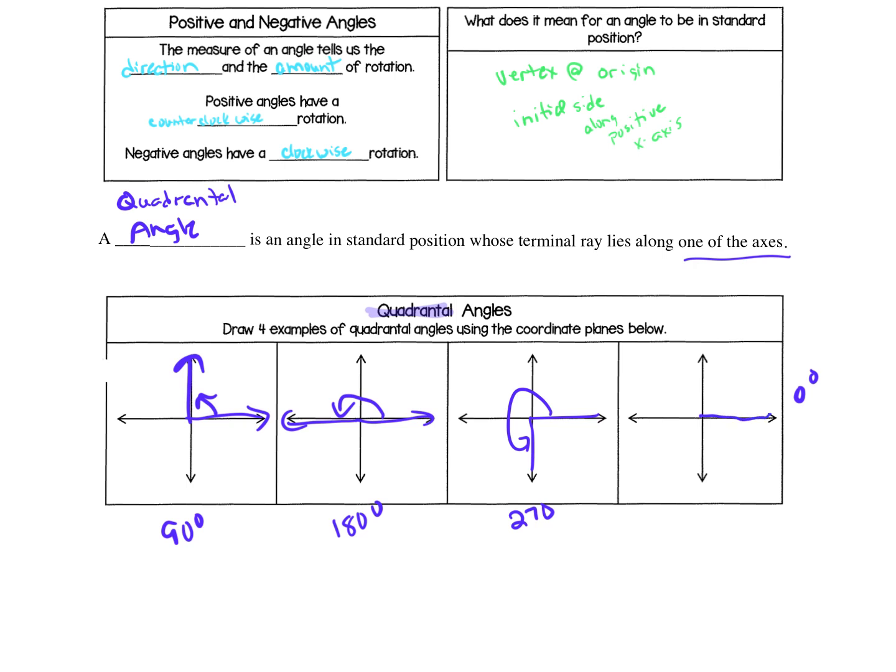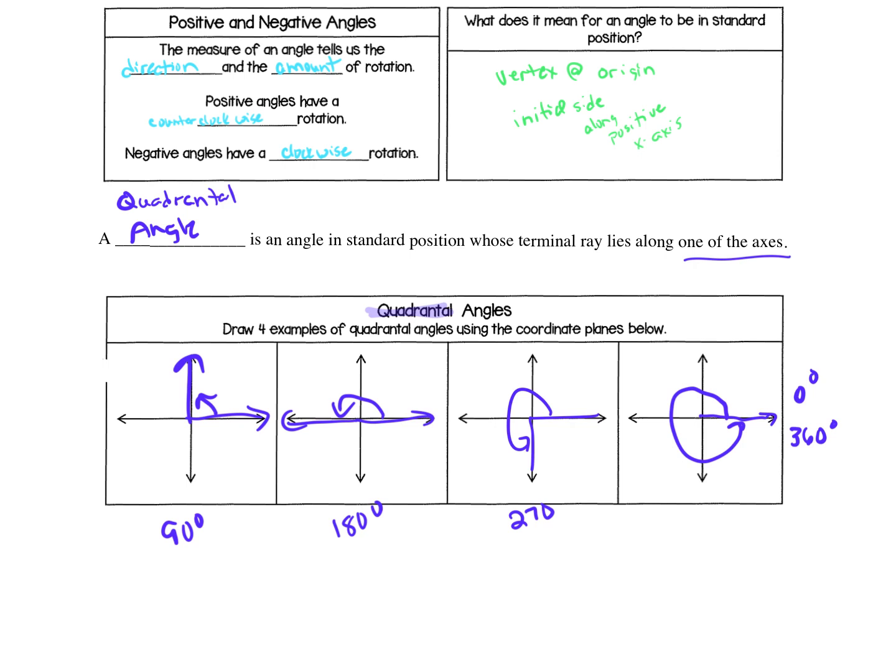In other words, it starts there, but it never does any rotating. You can think of that as 0 degrees, or you can also think of that as 360 degrees. You need to be familiar with both of those. Okay? Let's think about this also, because those are the main quadrantal angles we're going to talk about. 0, 90, 180, 270, 360.